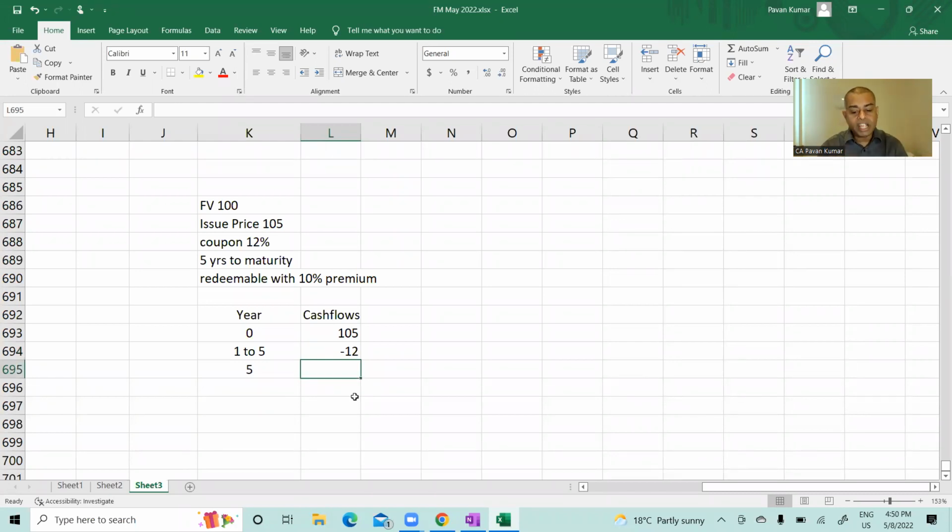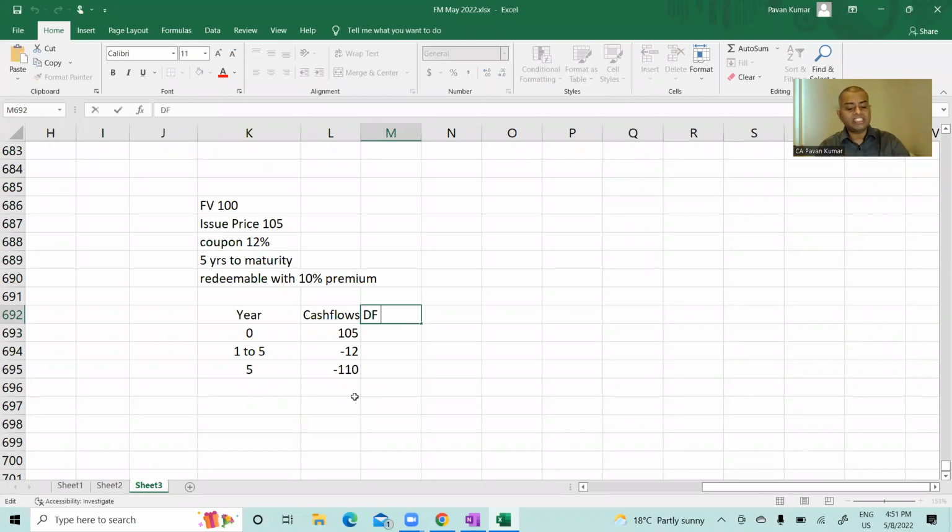Fifth year, how much do you have to pay? Akshay, can you tell me? Sir, 110. 110, correct. So 105 is your cash inflow. If you issue a share or debenture, you get 105 inflow. Every year you will pay 12, 12, 12, 12, 12. At the end of the fifth year, you have to pay 110. Now we will take discount factors.